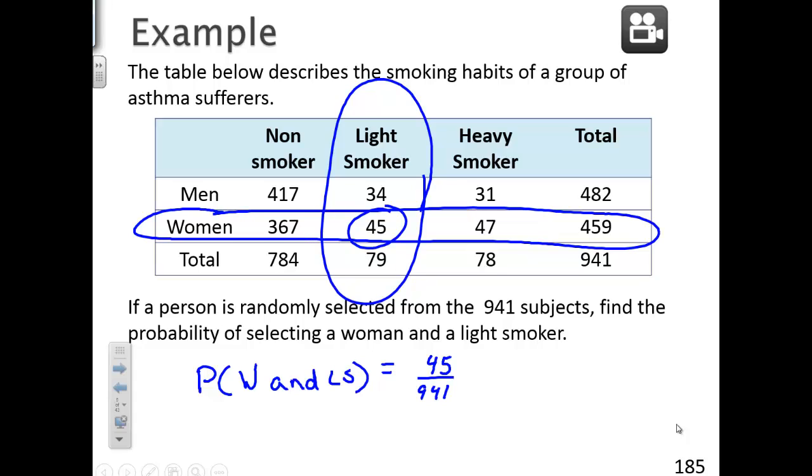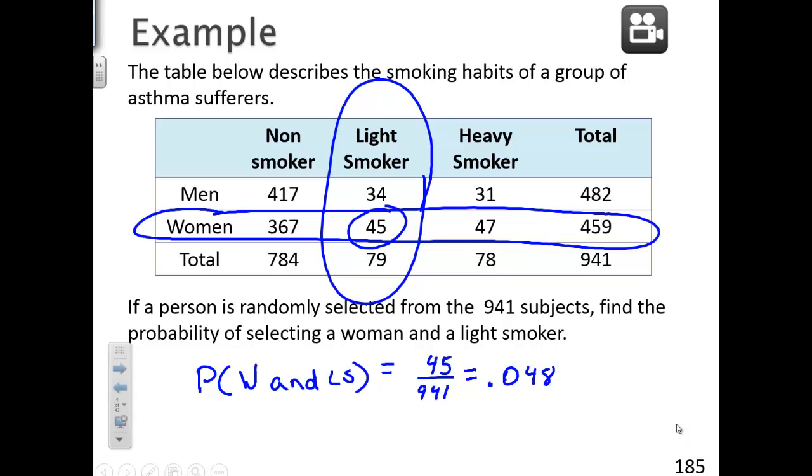Now that fraction, 45 over 941, does not make a lot of sense. So when we see a fraction like that we can't look at and tell exactly how much it is, let's change it to a decimal. So we're going to take 45 and divide it by 941. Then we're going to round it to 3 decimal places. That's where we want to round probability values.